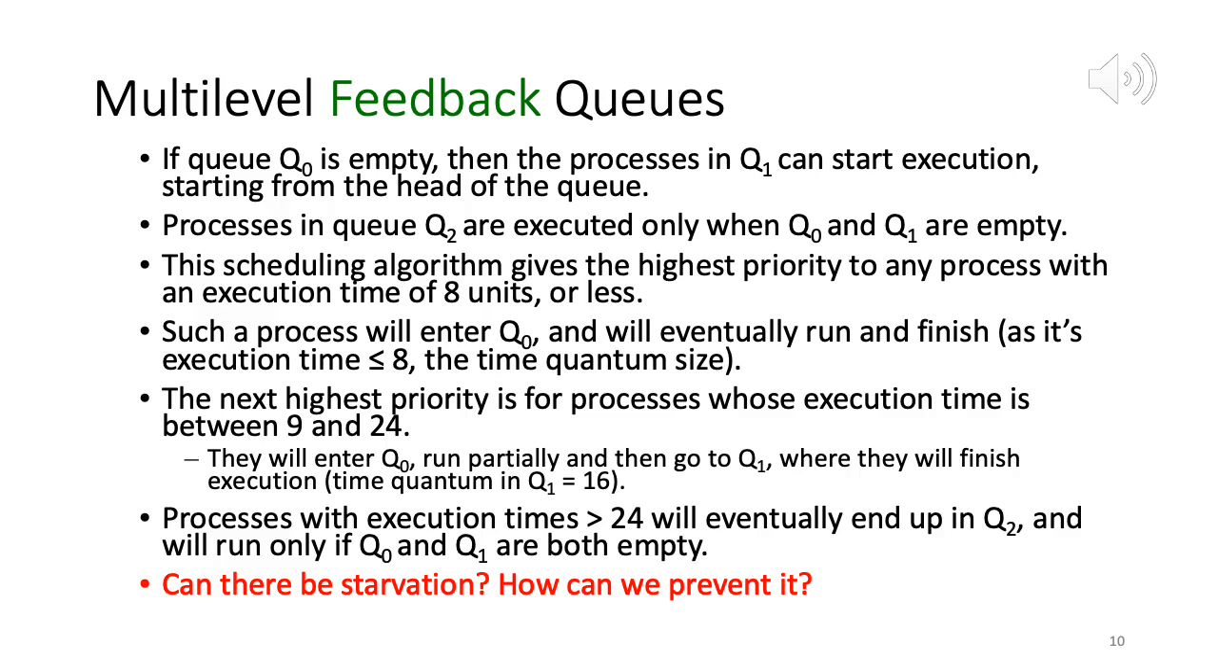Next highest priority is for processes whose execution time is between 9 and 24. So they will finish in Q1. And processes with execution times more than 24 will end up in Q2 and run only if Q0 and Q1 are empty.